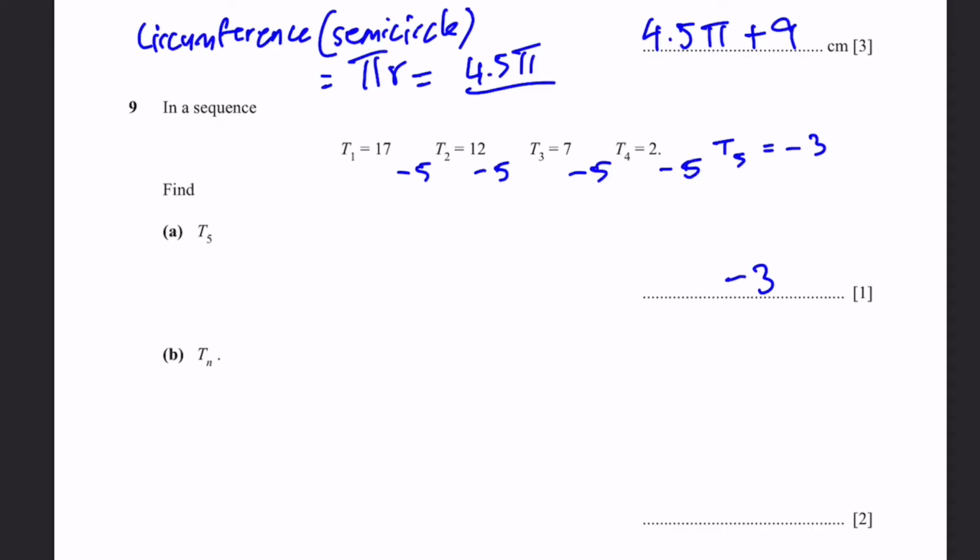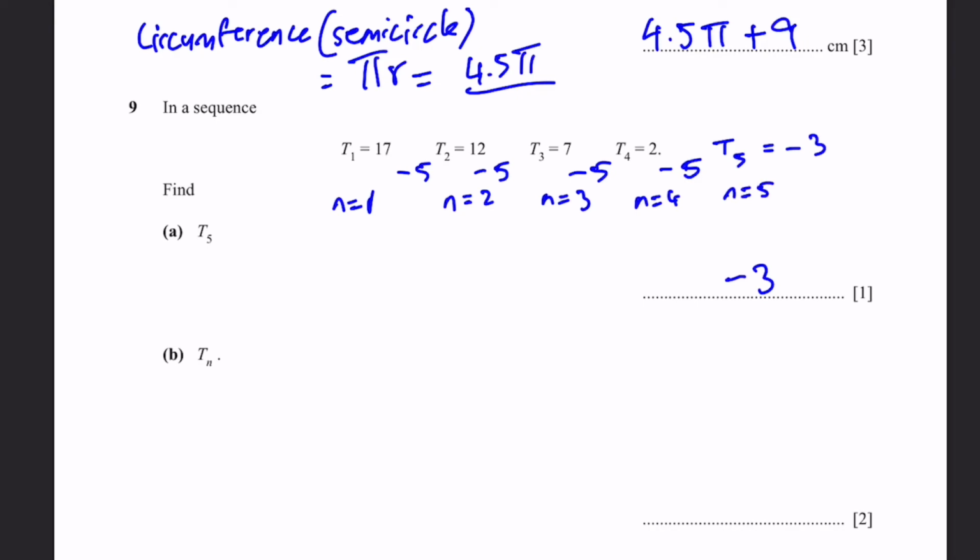Part B, what is t sub n? That basically asks us to find the nth term of the sequence. So when n is equal to 1, t is 17. When n is 2, t is 12. And so on as the sequence continues.